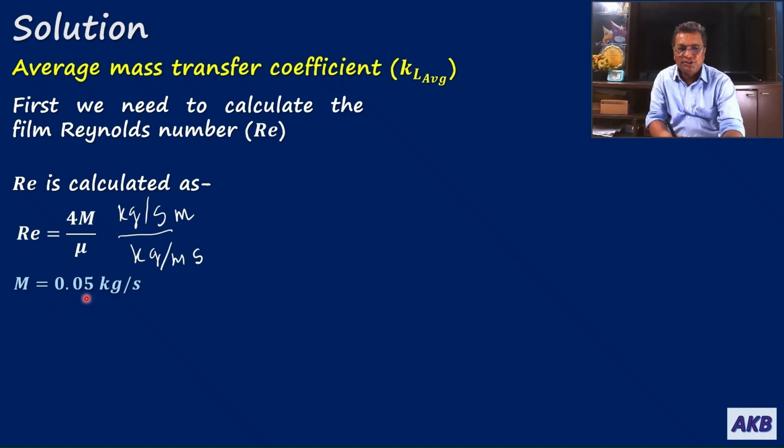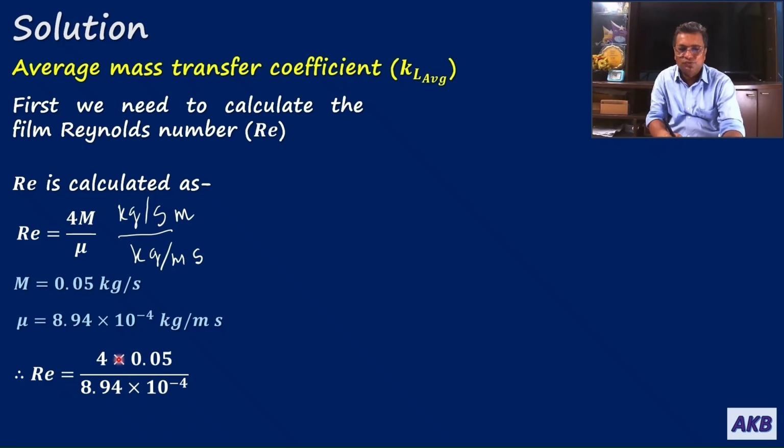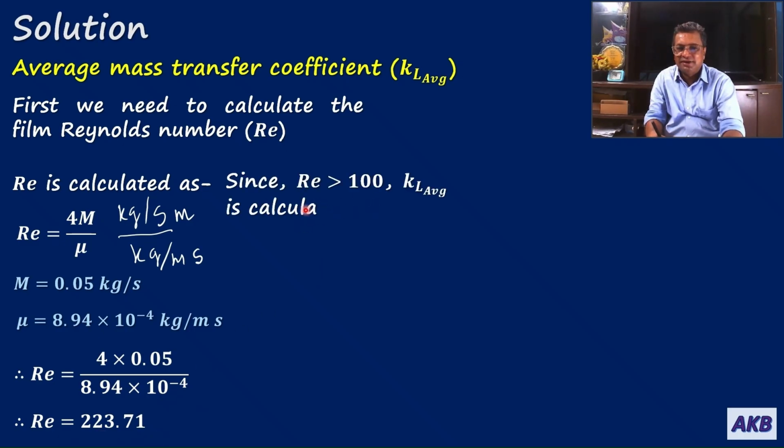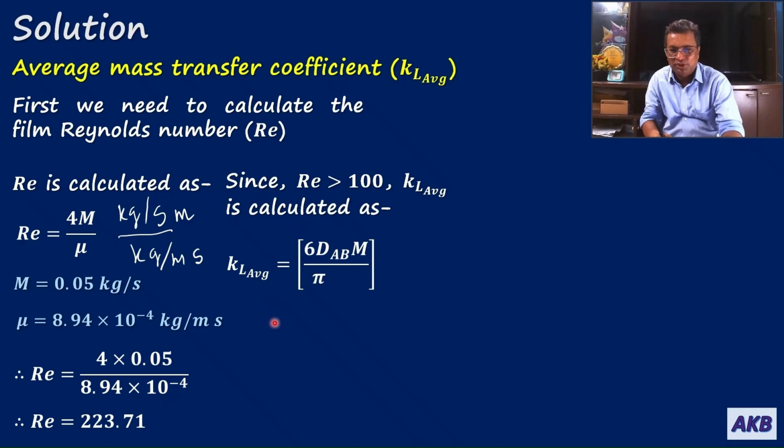So m is 0.05 kg per second per meter width of the film. Then mu is 8.94 into 10 to the power minus 4 kg per meter per second. So therefore Re will be equal to 4 into 0.05 divided by 8.94 into 10 to the power minus 4. That gives Re as 223.71, and that is greater than 100. So since Re is greater than 100, KL average will be calculated by using this formula.